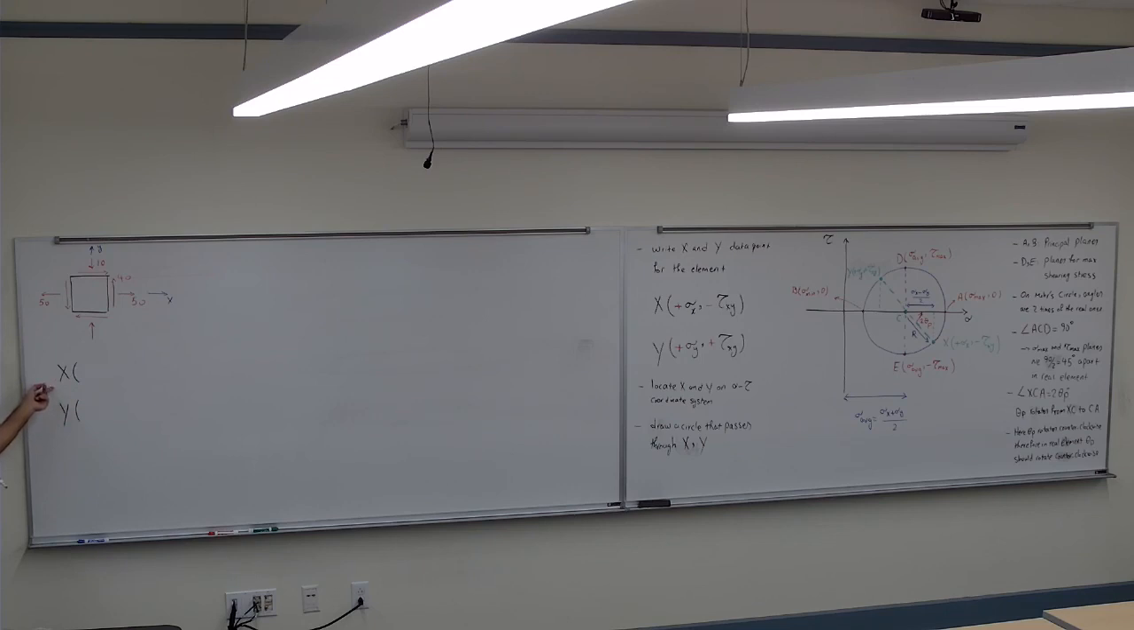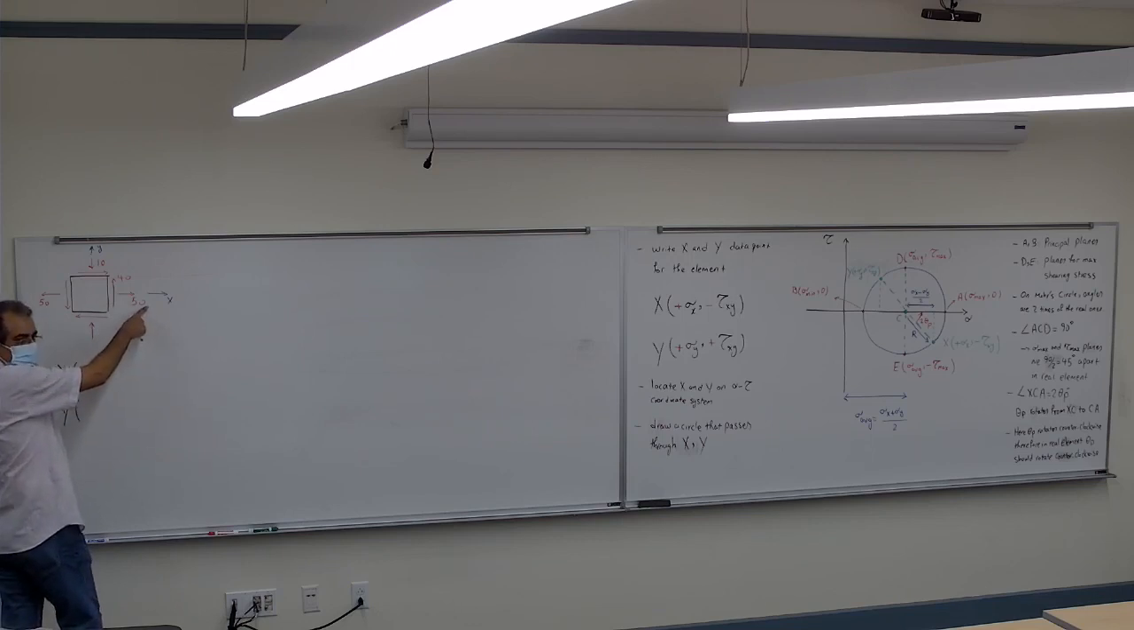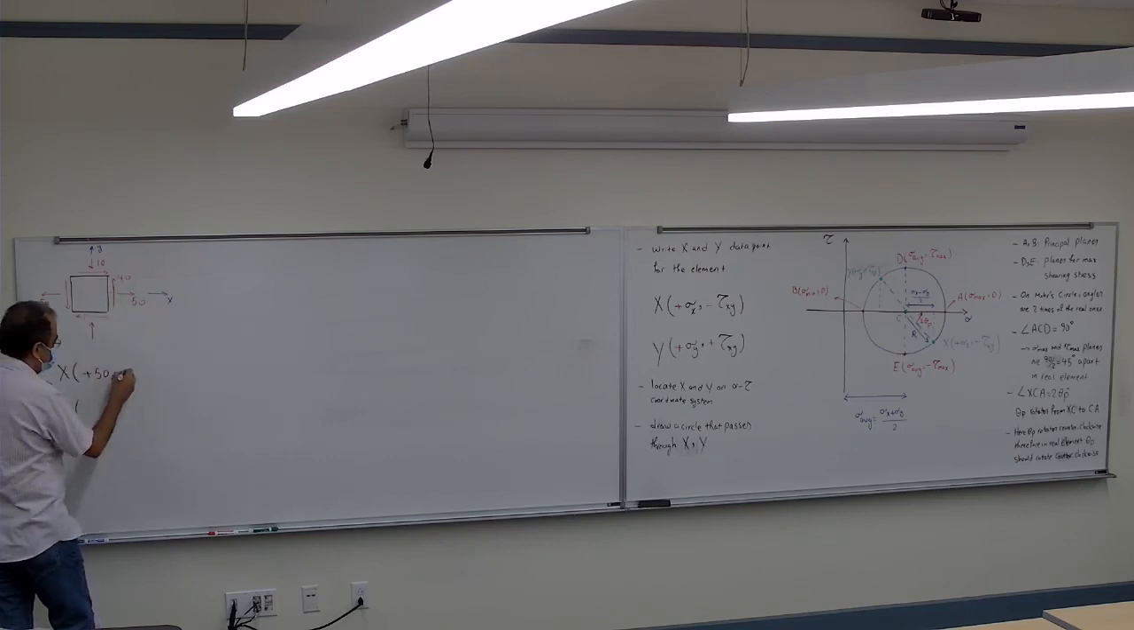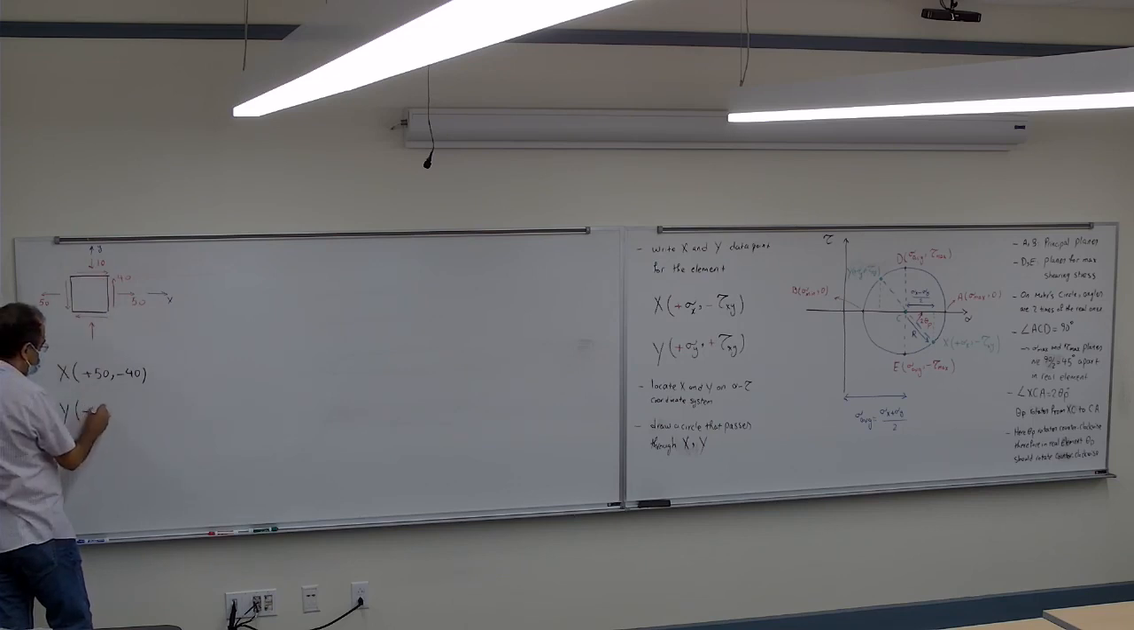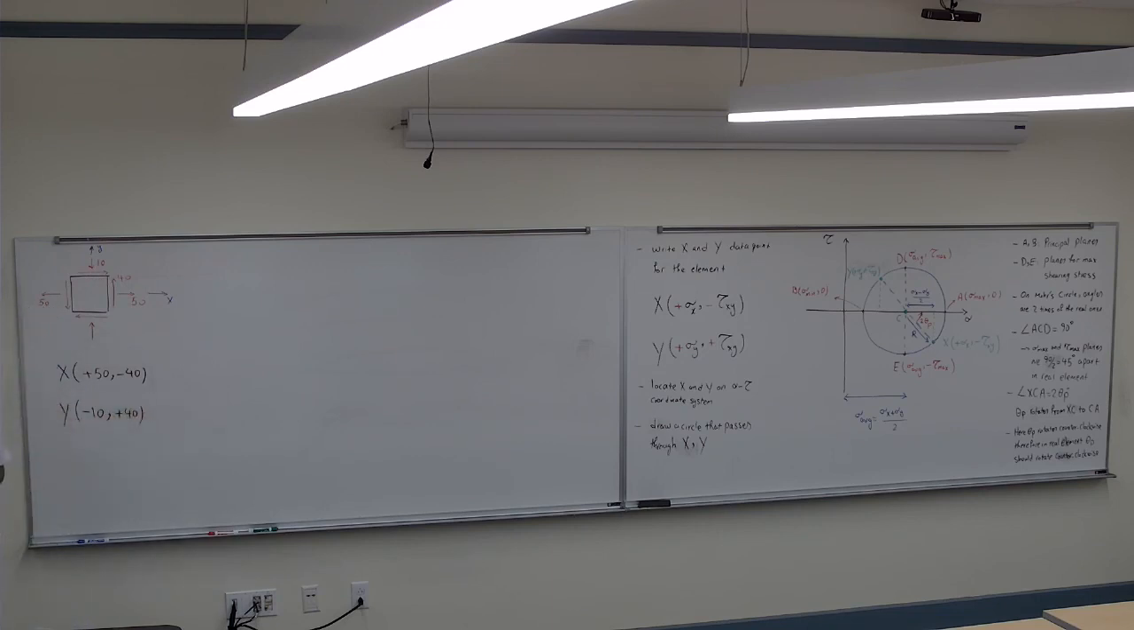Plus 50. The normal stress is tensile, so it's a tension, so it's going to be plus 50. What about the tau? Minus 40, because it's counterclockwise. Now in the y-axis, how much is the normal stress? Minus 10. And the tau? Plus 40. That's the entire thing.